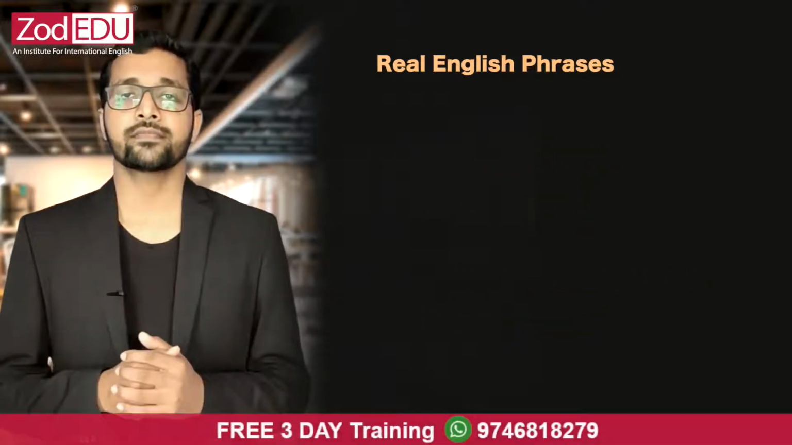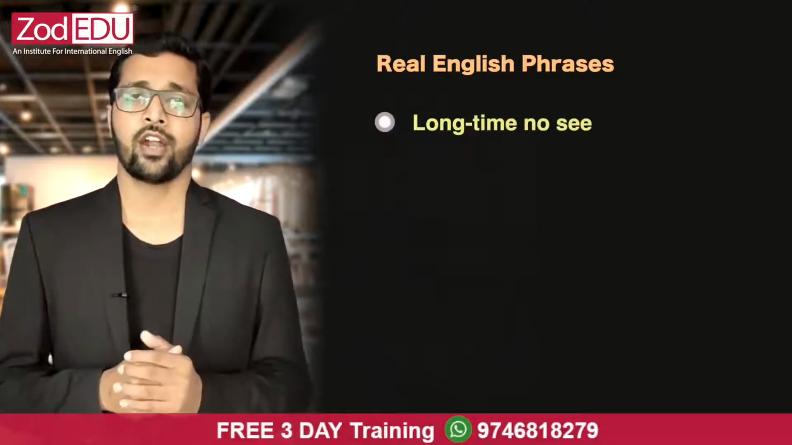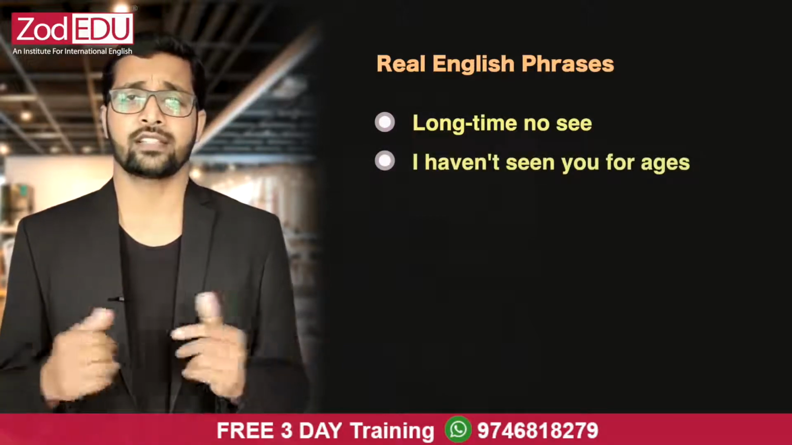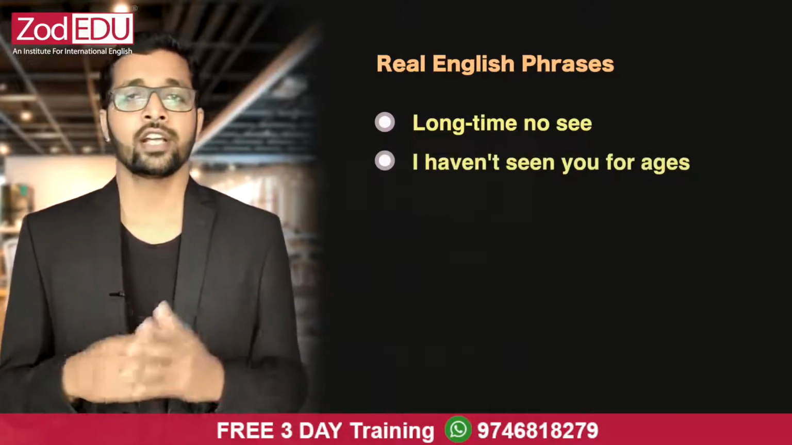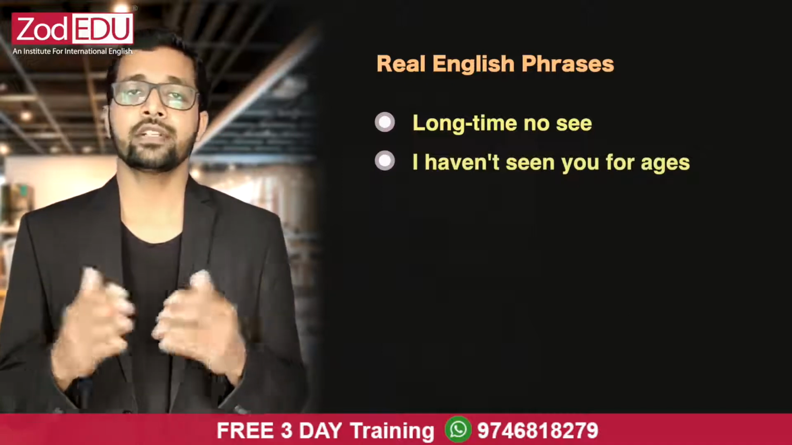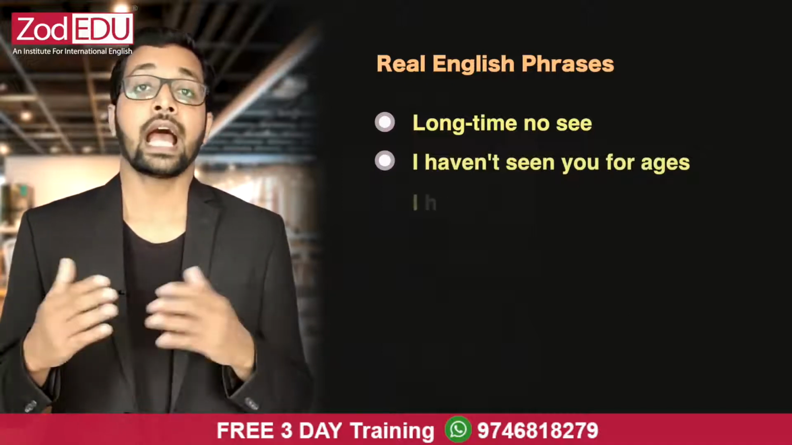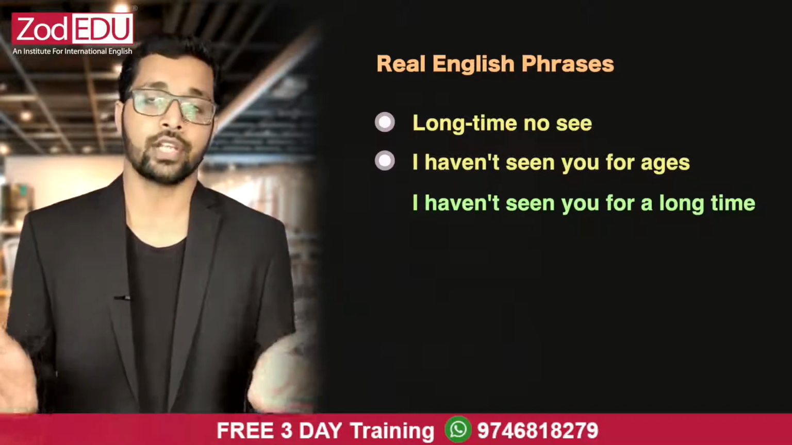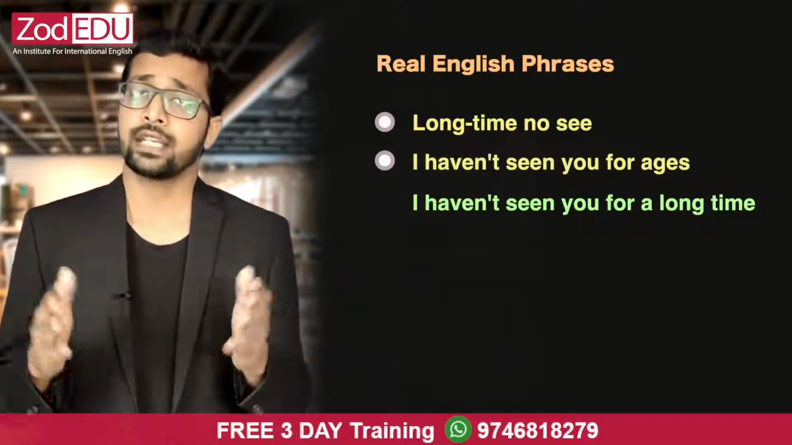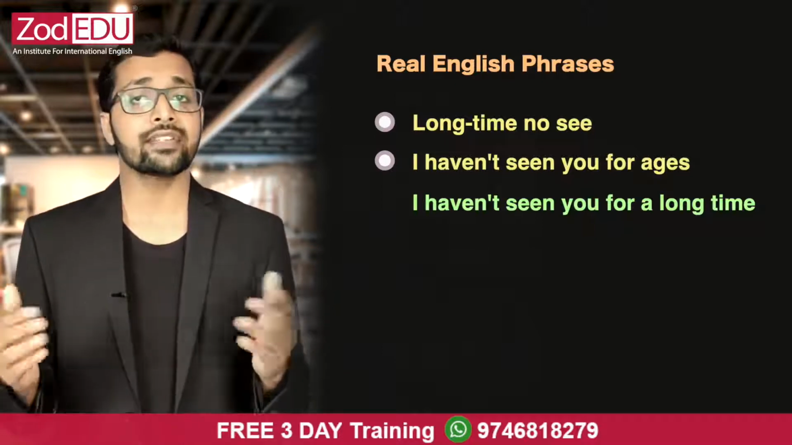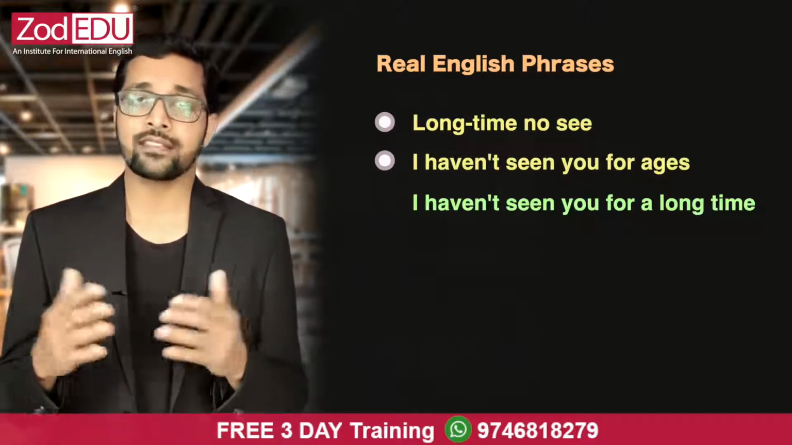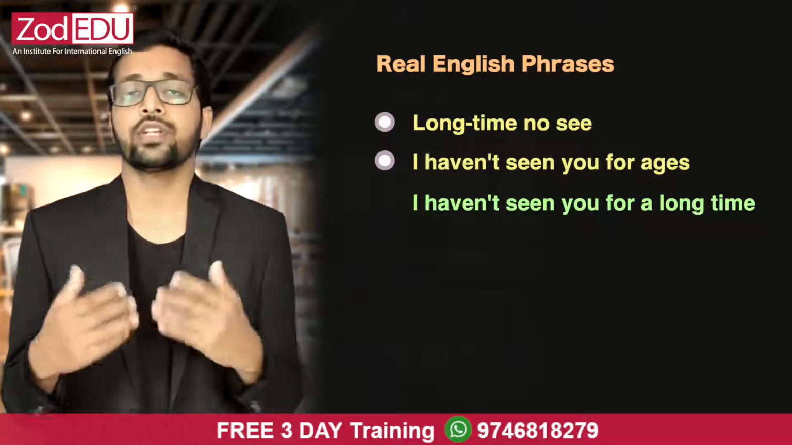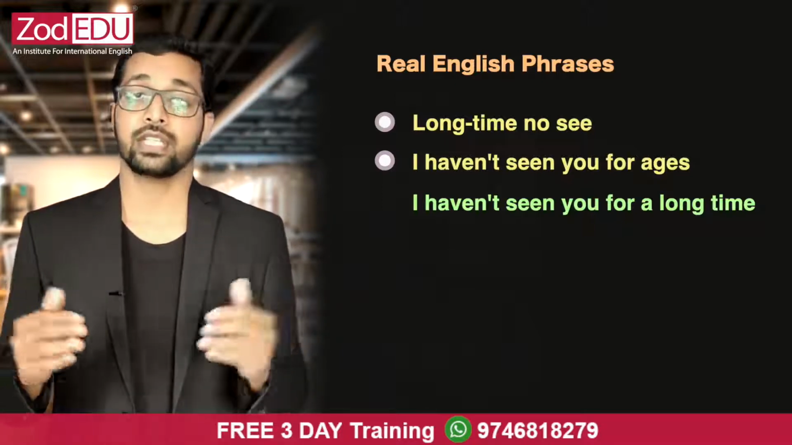Next phrase is long time no see or I haven't seen you for ages. Long time no see. ഈ രണ്ട് വേർഡ്സും നമ്മൾ I haven't seen you for a long time എന്നുള്ള മീനിങ്ങിൽ ഉപയോഗിക്കുന്നതാണ്. The same expression you can use, I haven't seen you for ages. For ages means for a long time. Or you can also use long time no see.